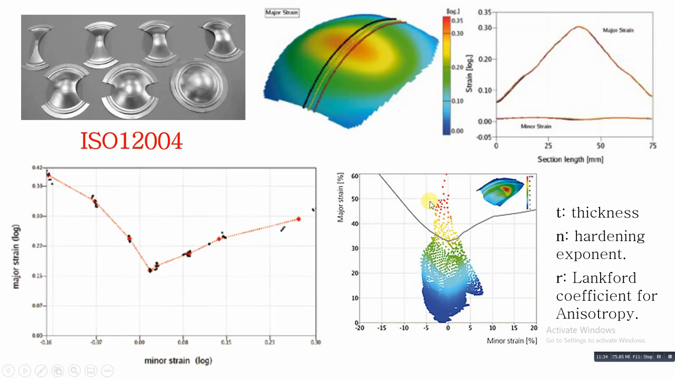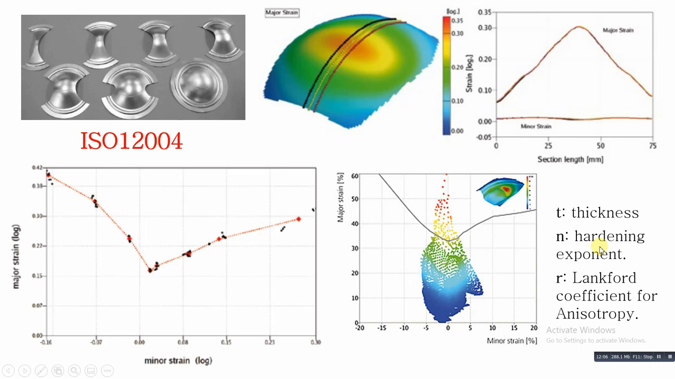Sometimes in your finite element solver, you have two choices. The first choice is that you already have the forming limit curve, so you can import it into the finite element solver. The other choice is to use the formula integrated in the finite element solver that depends on the value of t, the thickness of the sheet, and n, the hardening exponent of the material, for example 0.5 for aluminum 61. And the Langford coefficient of anisotropy.